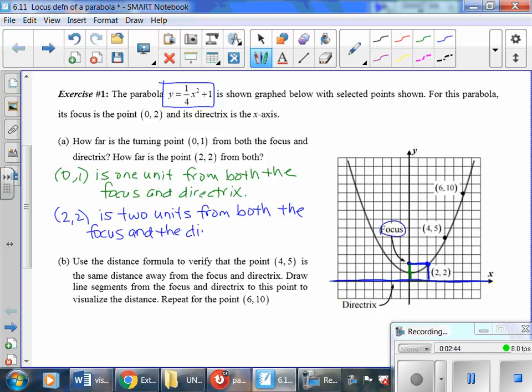Notice how I use the wording from the problem. I don't try and create new words. I use the wording from the problem to help me explain my answer.